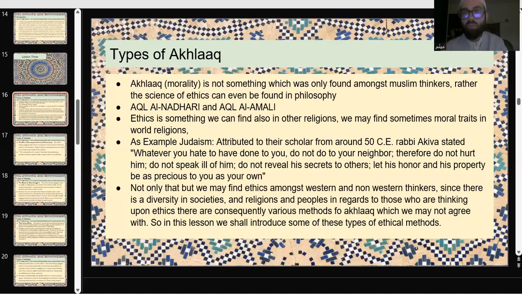But if you have an overview of world religions, no matter if that's Far Eastern religions, or religions in the Middle East, or European religions, you'll find that there are topics related to morality. So as an example of finding these kinds of moral topics, or sometimes finding something about moral traits, we have Judaism. Now, I just did a Wikipedia search. I'm not an expert in this type of area, but I found that it is attributed to one of their old scholars, Ben Akiva, who lived around 50 of the Common Era, so almost 2,000 years ago.